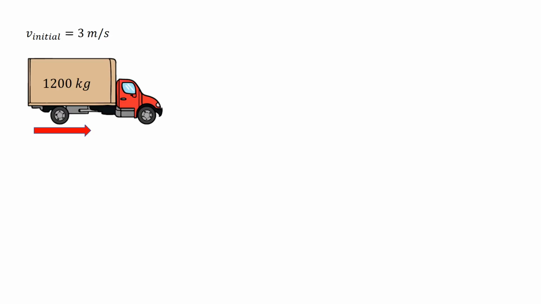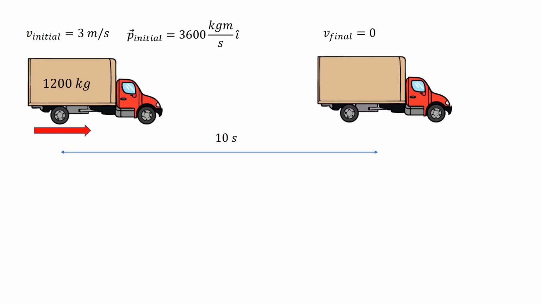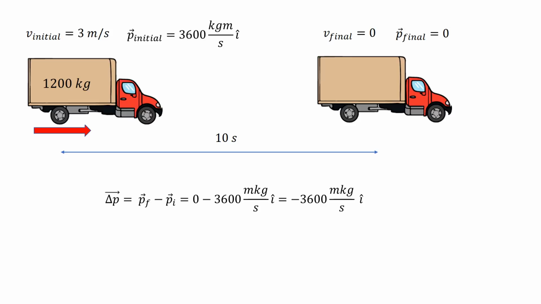So our initial velocity is 3 meters per second. We know that the mass is 1,200 kilograms. So we know our initial momentum, which is 3,600 kilograms meters per second, in the i direction, which is in the positive x direction. Now 10 seconds is our delta t. Our final velocity is 0, which means our final velocity times 1,200 is 0 momentum.